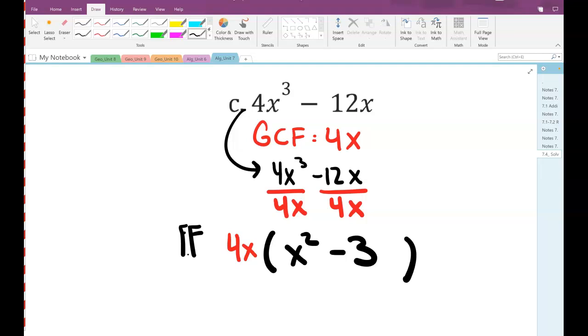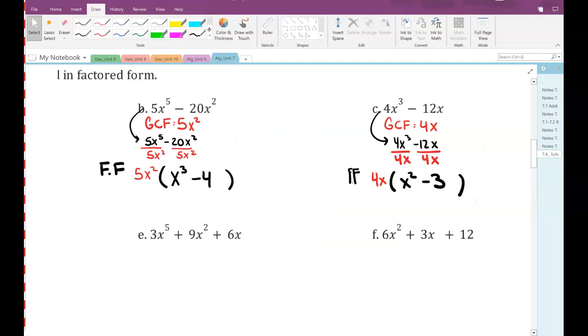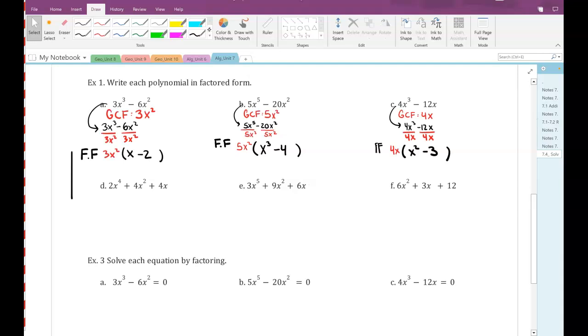So again, if I ask you to just put it in factored form, that's all you have to do. The examples in the middle row we'll skip, just for the sake of time and dealing with the screen cutting out, because I'm sure it'll do it again.